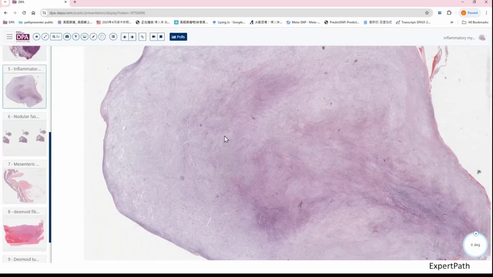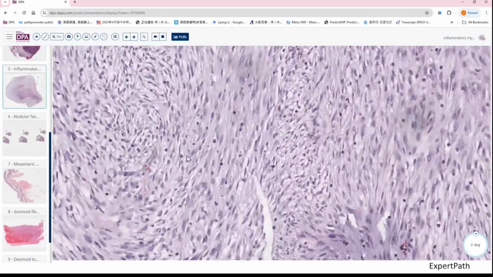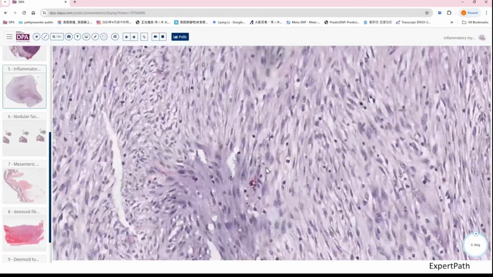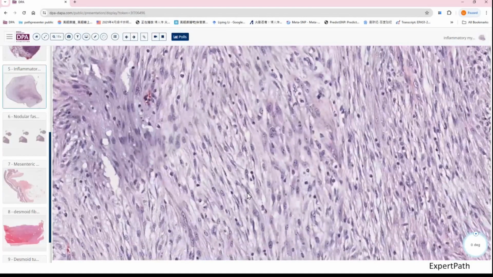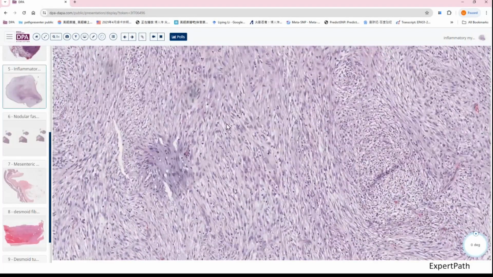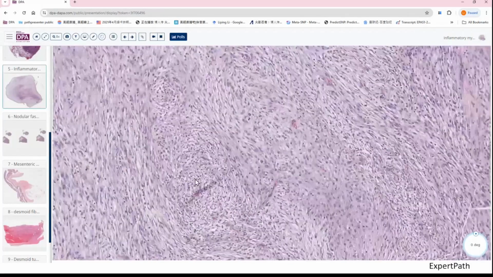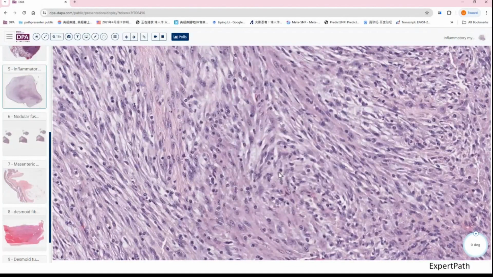In this example, the staining is not that dark, so we can see our myofibroblasts, spindle cells with open chromatin and no prominent nucleoli, forming vesicular fascicles in the background of edematous stroma with different kinds of inflammatory cells, even plasma cells.